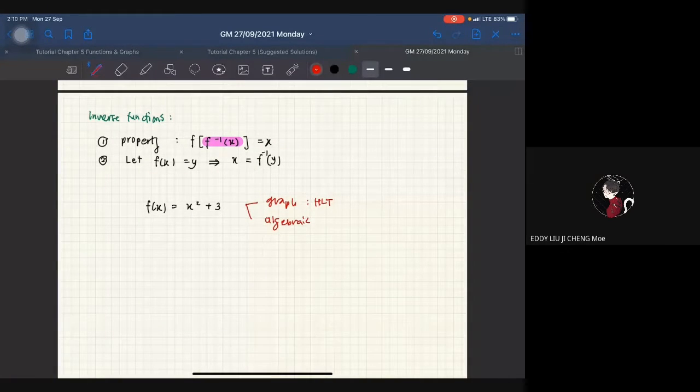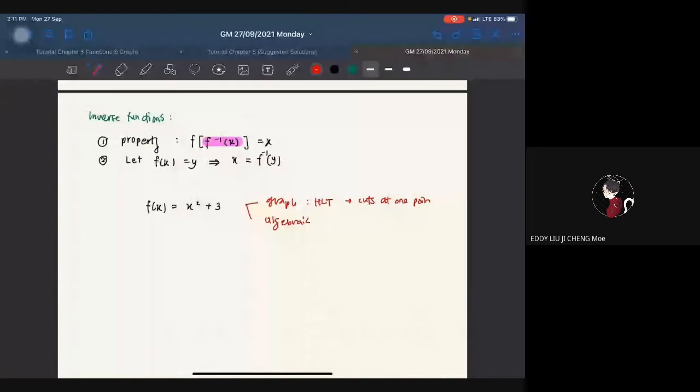Kalau graph, kita akan guna horizontal line test. Daripada horizontal line test ni, dia mestilah melanggar hanya pada satu point. Dia mesti cuts at one point only. Kalau dia cuts at 2 point, maksudnya graph kita tu not a one-to-one function. Bila dia not one-to-one function, maksudnya dia tiada inverse.